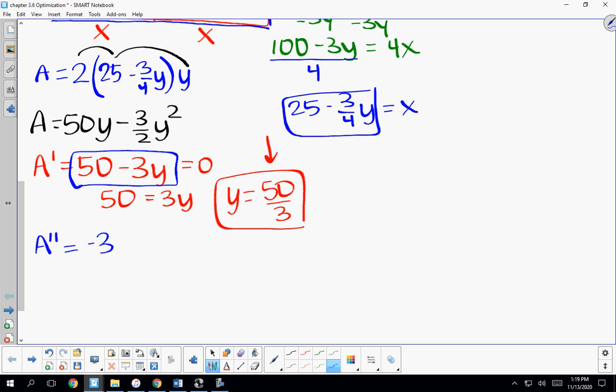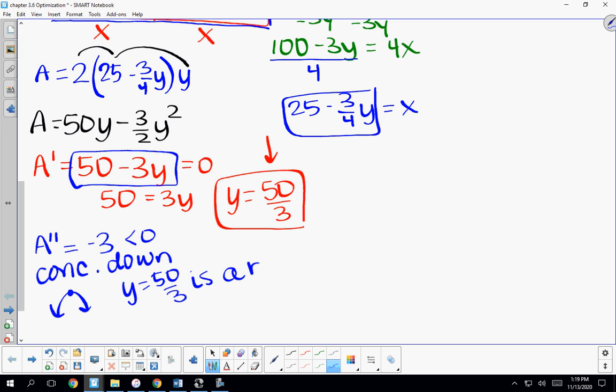So this guy's concave down, because this guy's negative. And so that means my function will look like this, which means that y equals 50 over 3 is a relative max. All right? And then we just need to go and make sure that we answer the question.